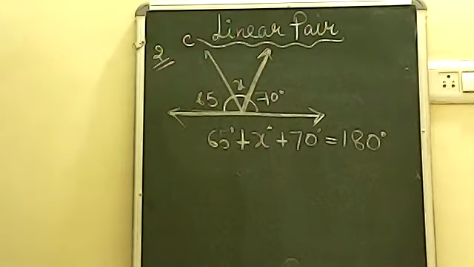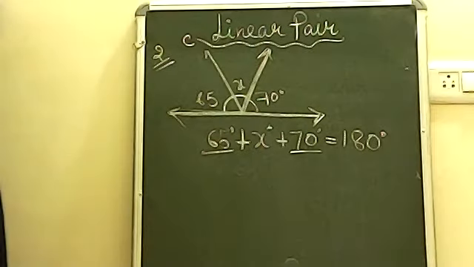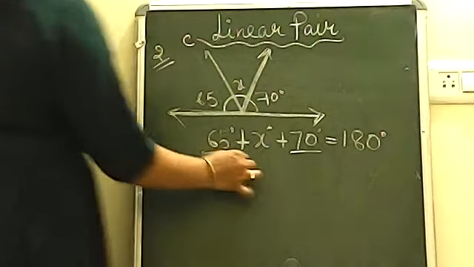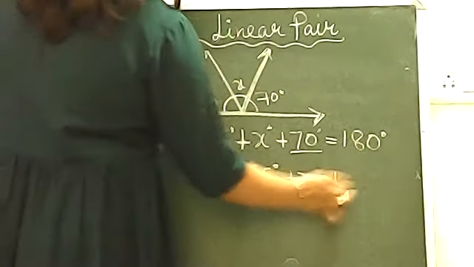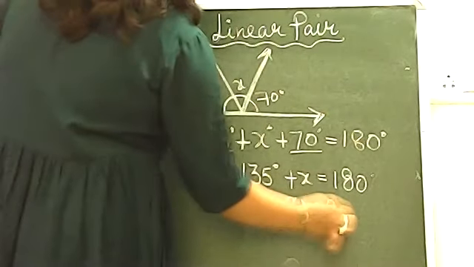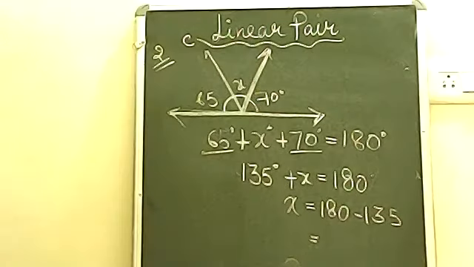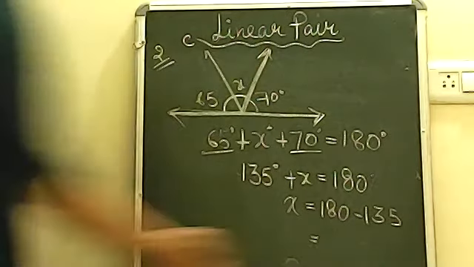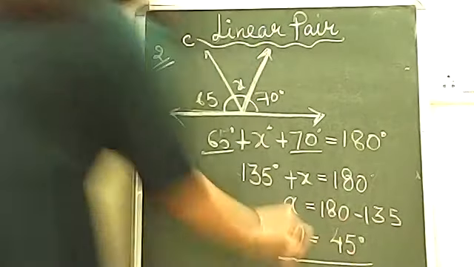How will you do that? 65 and 70 added together will give you 135, plus x is equal to 180 degrees. Now x can be written as 180 minus 135. And when you solve this one, it will give you 45 degrees, the value of x.